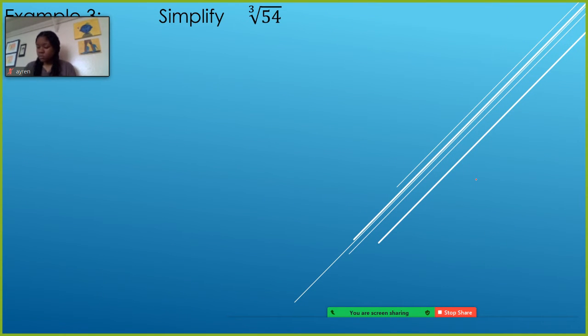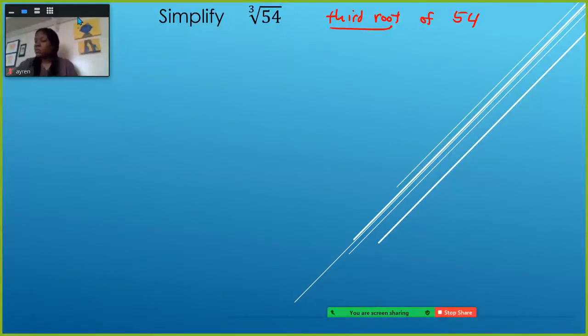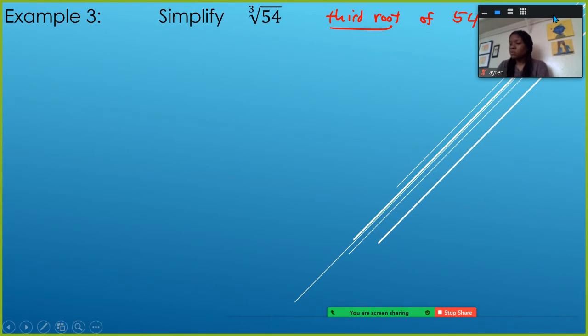Here's another good one. Now that we've done 2 problems with square root simplifying, we're doing a third root. This is the third root of 54. This is a little different than the last 2 because we don't want groups of 2 items to simplify. We want groups of 3 items. So anytime we're simplifying radicals, even if it's a third root or a fourth root or a fifth root or anything, start with the factor tree.